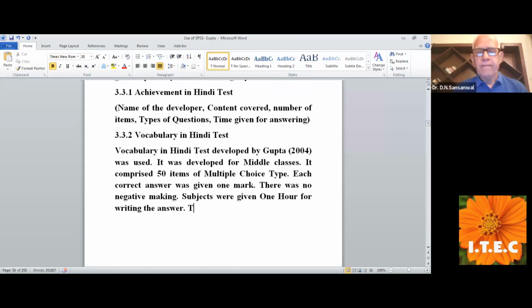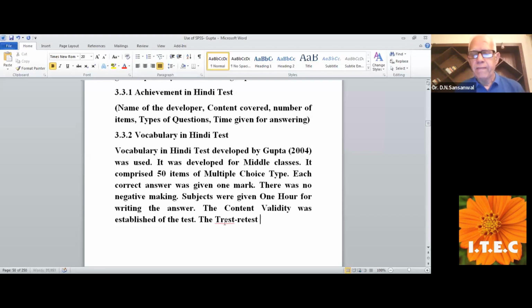Then you can say the content validity was established for the test. Test-retest reliability coefficient was 0.87. Now these are the details you have written.